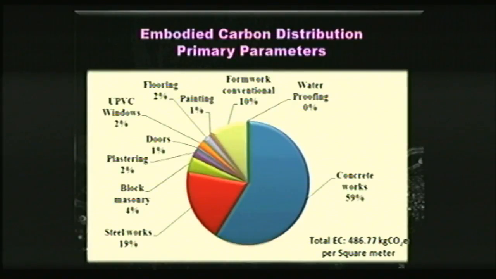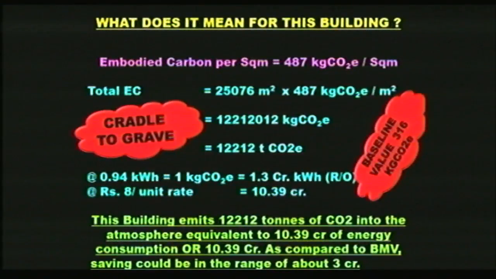From the embodied carbon perspective also, a similar thing can be drawn. The figure shows about 487 kg CO2 equivalent embodied. And what does it actually mean? For the entire building, almost about 12,200 tons of carbon dioxide equivalent greenhouse gas is emitted into the atmosphere. If you want to convert that into an equivalent commercial picture, it amounts to about 10.39 crores. It means that we have approximately burnt coal worth 10.39 crores for this one building.